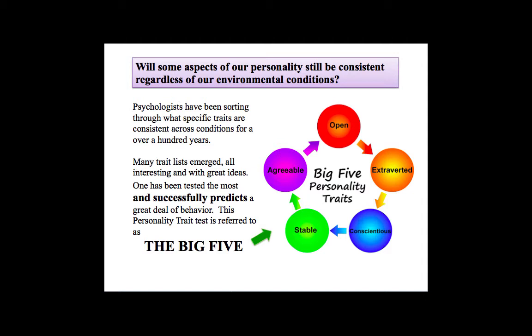So now we're moving into the Big Five. And here we look at the question of, will some aspects of our personality still be consistent regardless of environmental conditions? So what is really salient, what really lasts when you pare it back and pare it back and pare it back? And again, scientists came up with five. So we're going to dive in now a little bit more deeply into this Big Five.